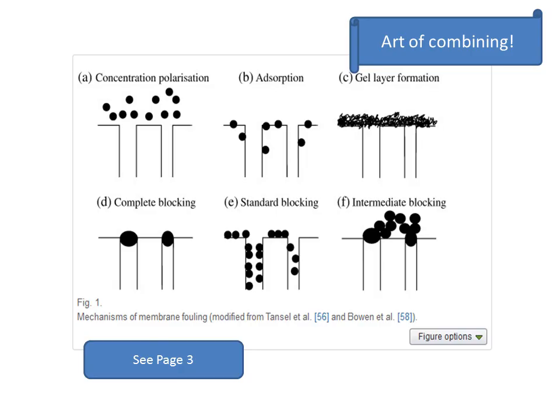The another important skill is the art of combining, where you combine views from different authors. If the authors got different views in a particular matters. Okay, for example, here I combine the mechanisms of membrane fouling. Right.